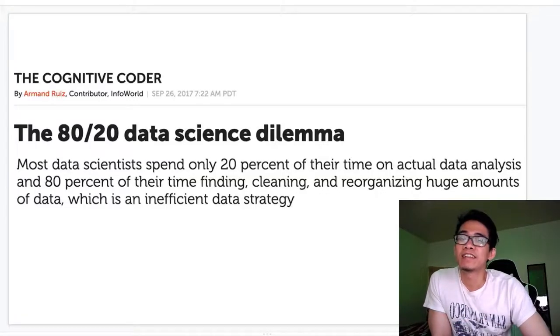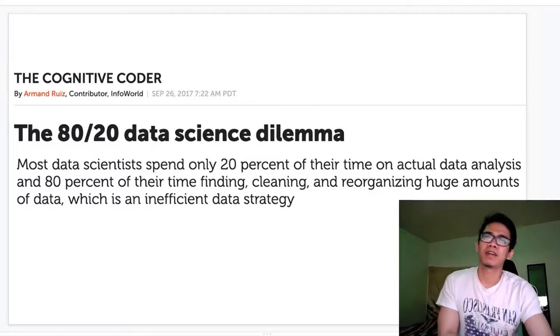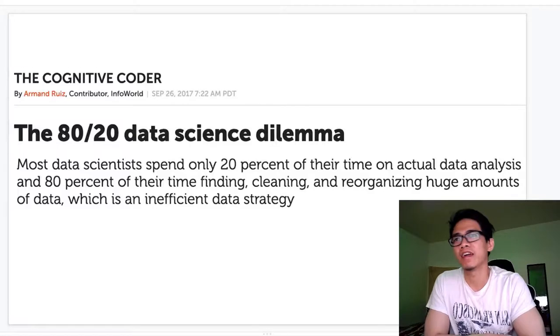The 80-20 data science dilemma. Data scientists spend only 20% of their time on actual data analysis, and 80% of their time finding, cleaning, and reorganizing huge amounts of data, which is an inefficient data strategy.